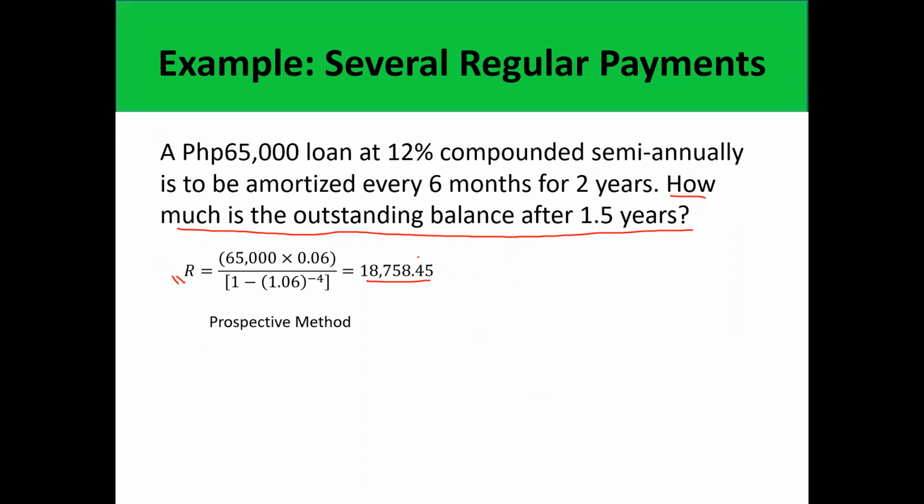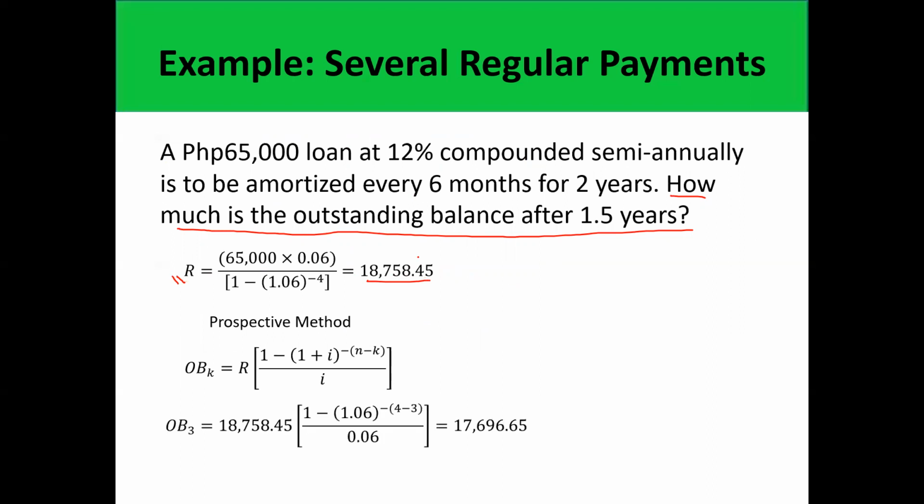And then we have two options in computing for the outstanding balance. So it could be the prospective method. Using this prospective method, we use the following formula for the outstanding balance. The outstanding balance is denoted by OB sub K, and this K here is the number of payments made.